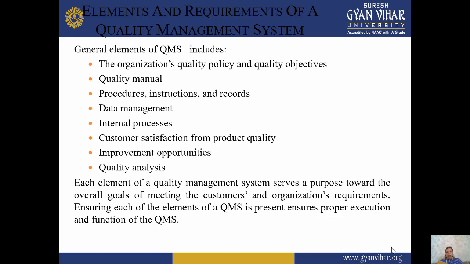Each element of a quality management system serves a purpose towards the overall goals of meeting the customer's and organization's requirements. Ensuring each of the elements of a QMS is present ensures proper execution and function of the QMS. Okay, so these are some general elements which include the quality manual, quality policies, quality objectives, data management, internal processes, how to improve the opportunities of the internal process, how to satisfy the customer with the product quality, and quality analysis, etc.